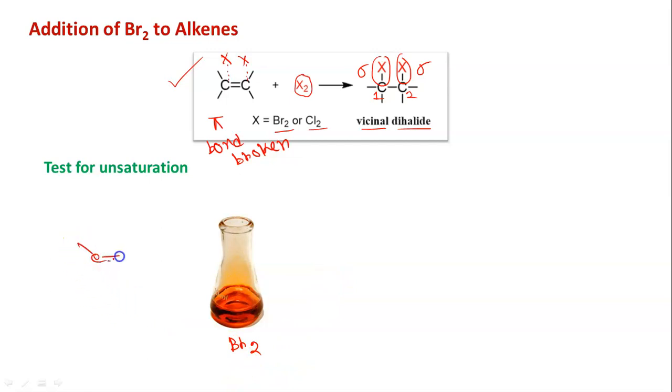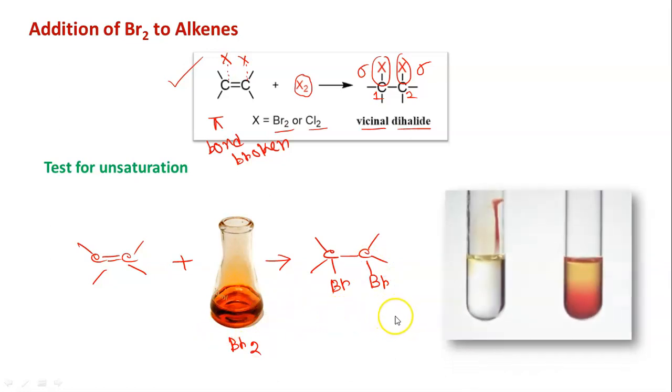So suppose we have alkene and bromine is added. If unsaturation is present, then the color will be discharged. And if unsaturation is not present, the color will remain intact. Here you can see we have two test tubes. In the first, the color is discharged, but in the second test tube, the color is still there. That means here the test is positive and here the test is negative. That means in the unknown sample there is no unsaturation, because if there were unsaturation, the color should be discharged.